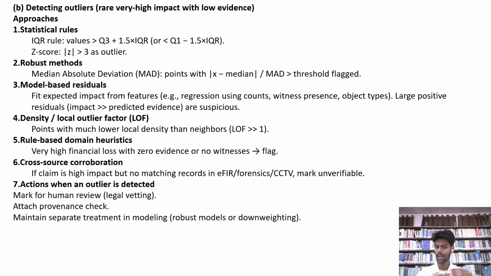If the claim is high impact but there is no matching record in EFIR, forensics, or CCTV, mark it unverifiable. Seventh, the last one, actions when an outlier is rejected: mark for human review and legal vetting, attach a provenance check, and maintain separate treatment in modeling, using a robust method or downweighting.